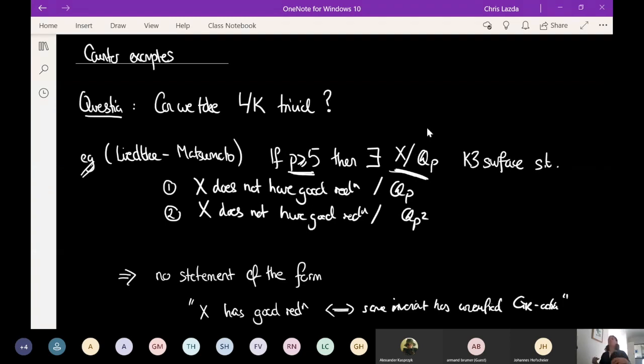So for curves, if we think about what's going on in terms of dimension, smooth models for curves are arithmetic surfaces, right? And we know there's a good theory of minimal models and uniqueness of minimal models for smooth surfaces.